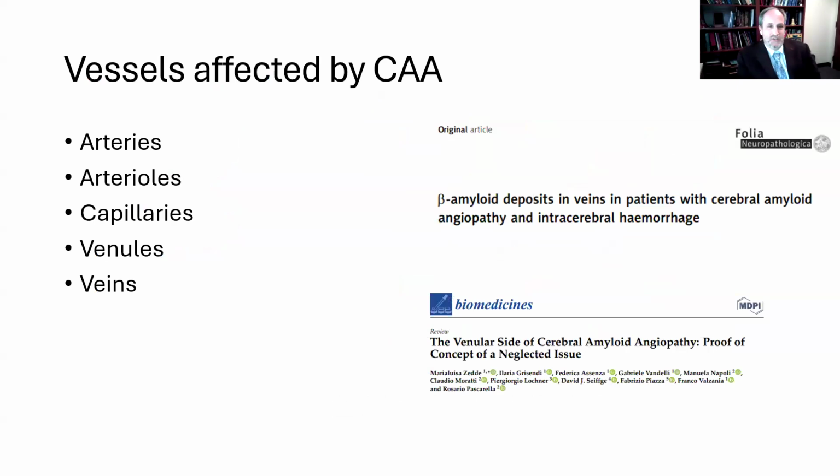A number of vessels are affected. Apparently, in the literature, they may vary as a function of ApoE allele and so forth. But arteries, arterioles, capillaries, venules, and veins have all been described as accumulating amyloid and in varying amounts.